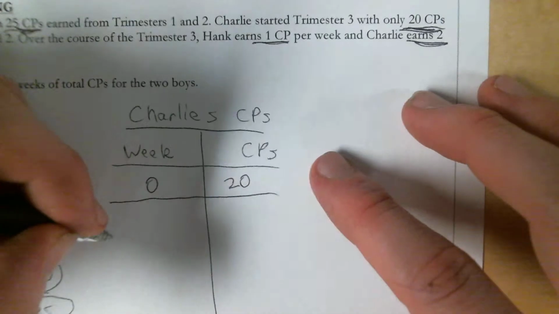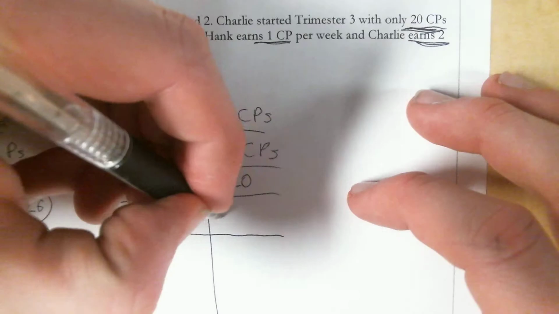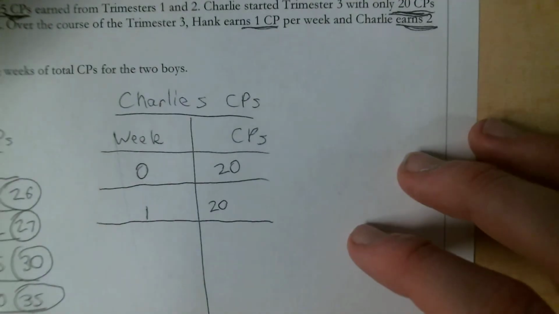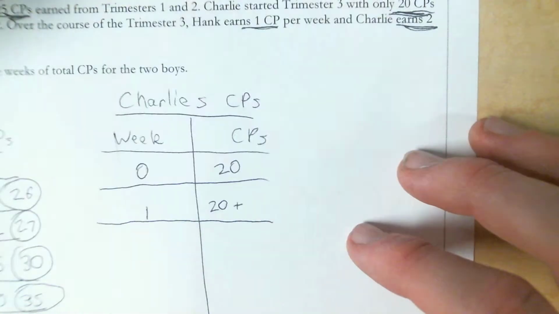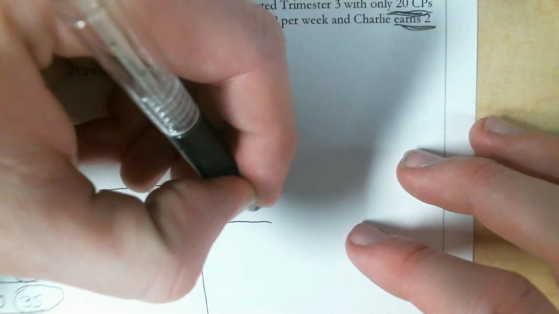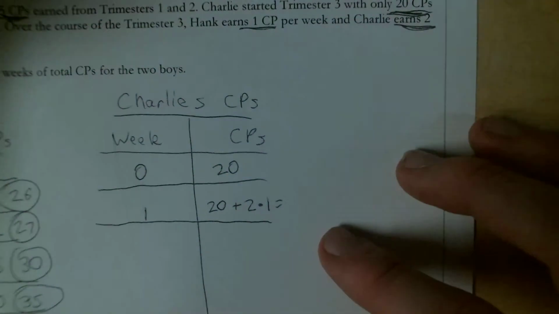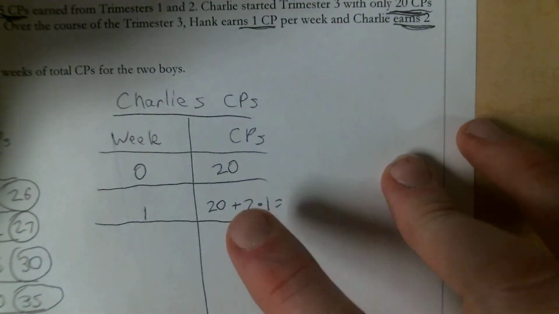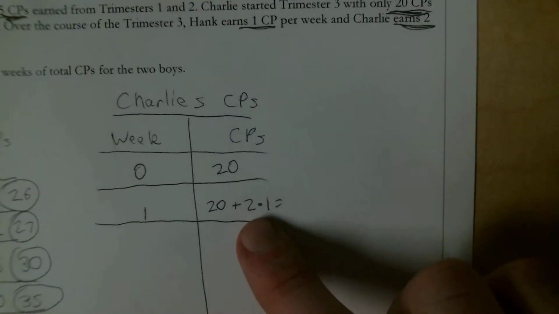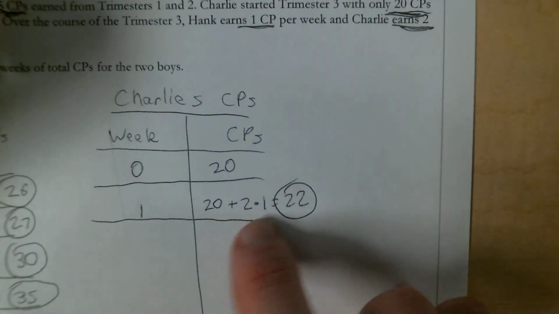So that means in week 1, we have to get a little complicated here. We have his 20 CPs he had, right? But then we have to add on 1 week at 2 CPs. So how many is that? Well, 2 times 1 is 2, and 2 plus 20 is 22, so he has 22 CPs in week 1. Again, he has 2 CPs per week.